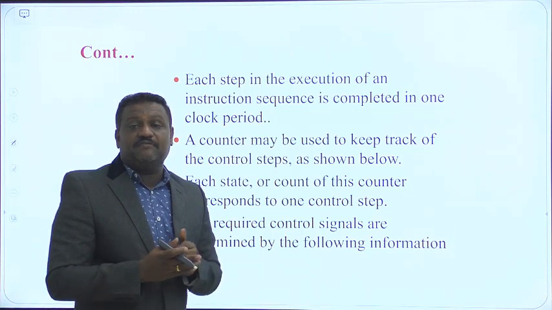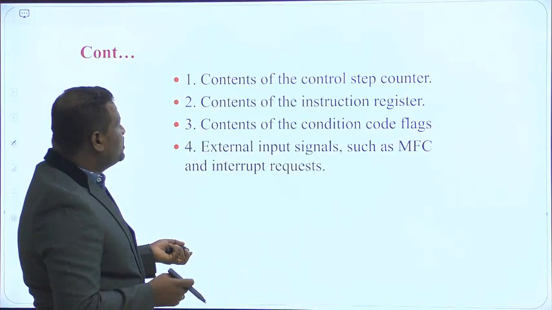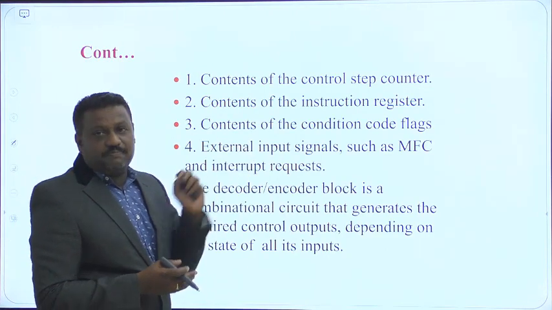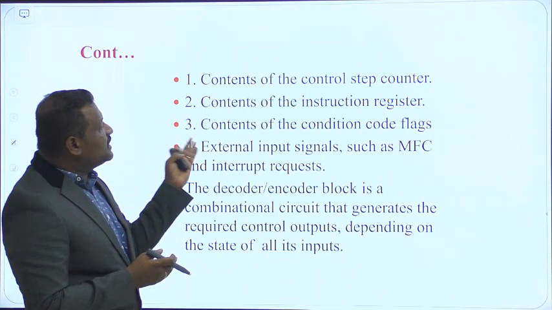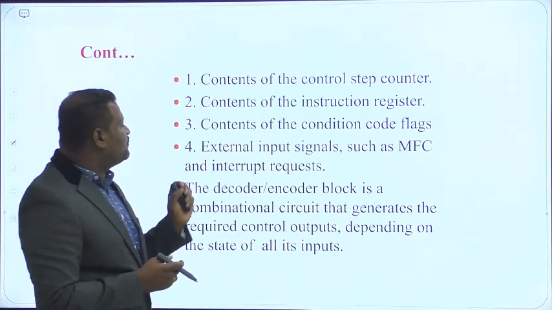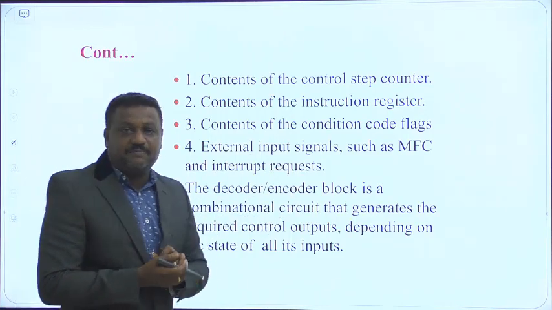That will be taking care of this. So that we are going to discuss. So what are the different control steps? The first one, the content of control step counter, the contents of instruction register, the contents of condition code flags, external input signals such as MFC and interrupt requests.